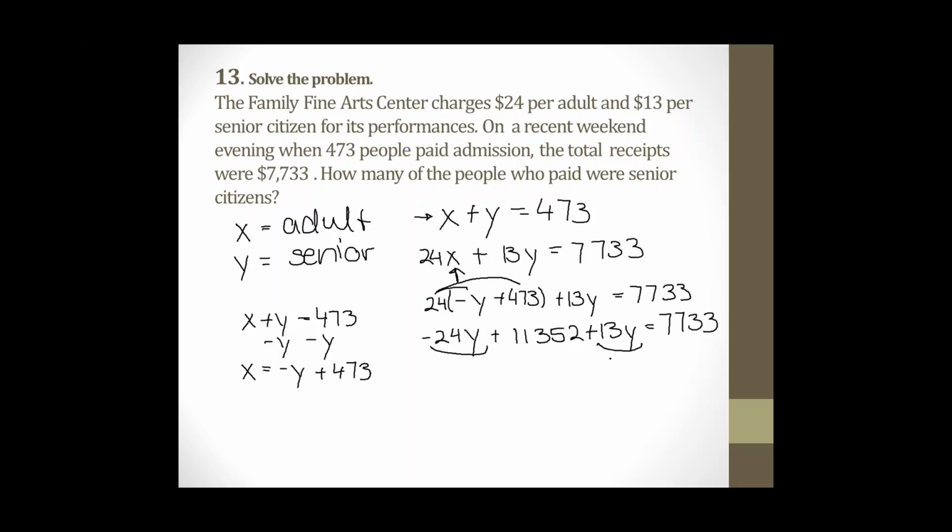Plus 13, that should be 11. Plus 11,352 is all equal to 7,733. Okay, so subtracting this from both sides, 352, leaves me with negative 11y equals, and that should be a negative because the larger number is bigger, 3,619. Please correct me if I'm wrong.